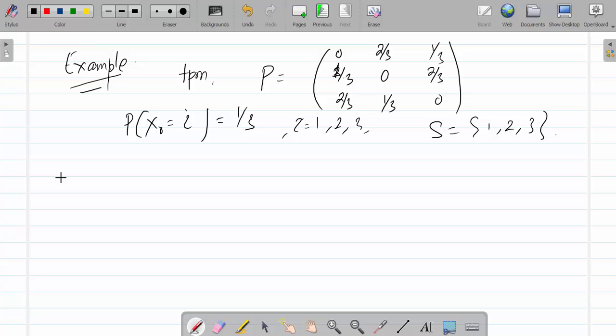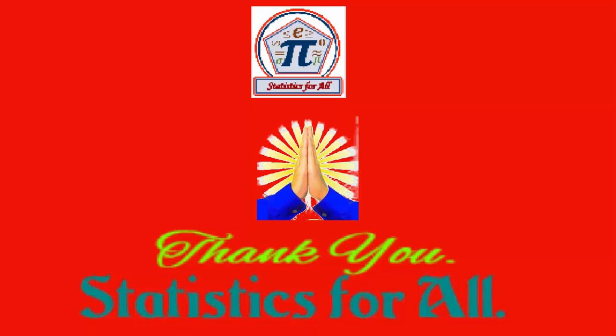So in my next video, I shall consider the stability of a Markov system. In that, we shall consider the limiting behavior of finite irreducible chains first, then we consider the reducible case.